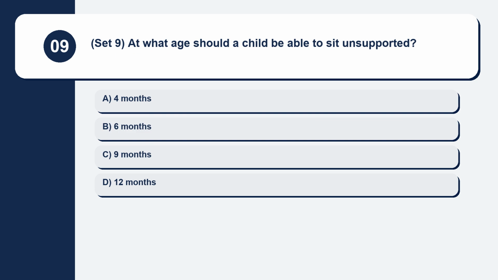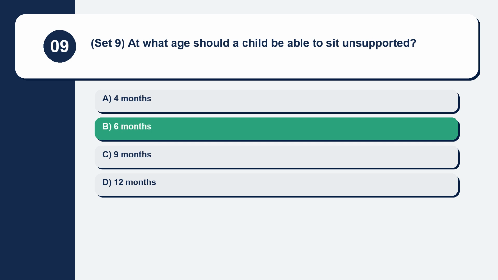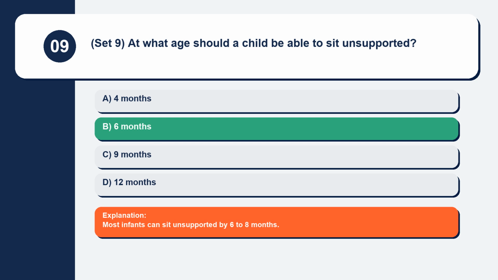Question 9. Set 9. At what age should a child be able to sit unsupported? 4 months, 6 months, 9 months, 12 months. Most infants can sit unsupported by 6 to 8 months.